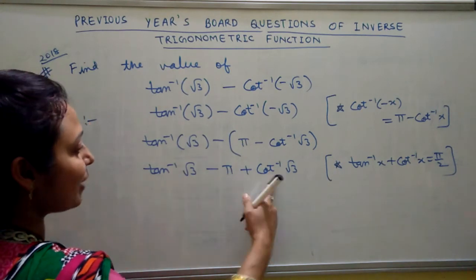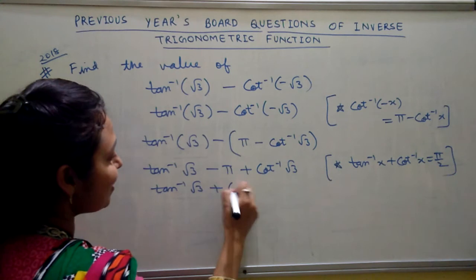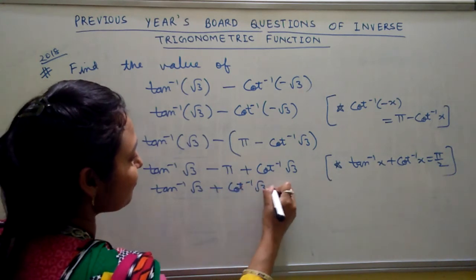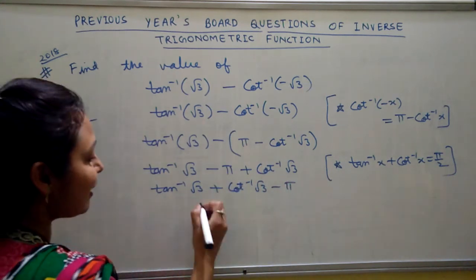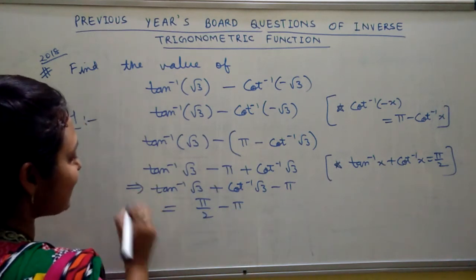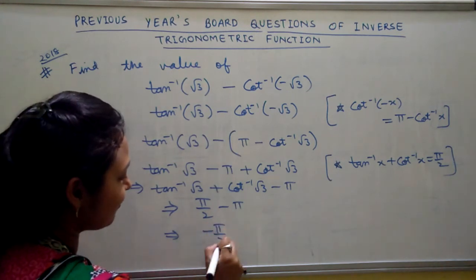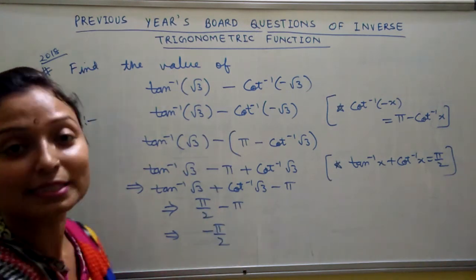So we have, by using this, tan inverse root 3 plus cot inverse root 3 minus pi. So I will write the value pi by 2 in place of that sum. So what is the answer? When you take the LCM, negative pi by 2. So this is the way to solve this type of question.